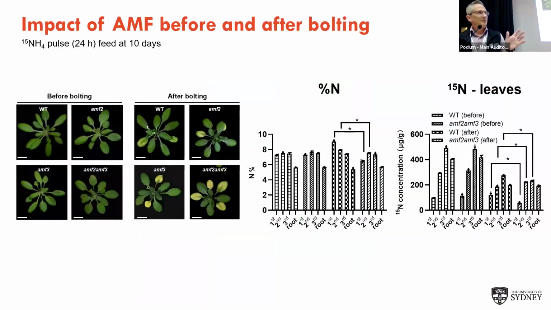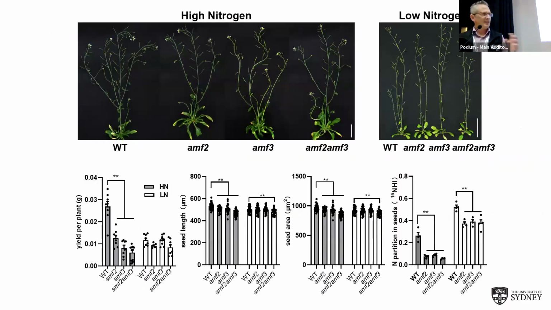One of the interesting things about these genes is that they tend to show their presence as plants start to senesce. So this is a before and after bolting phase in Arabidopsis. And what you see is a drop in nitrogen content, particularly in the older whorls of Arabidopsis, shown by these yellowing leaves after bolting. And if you look at that in more detail under high or low nitrogen levels, you start to see some significant impacts on seed development in Arabidopsis.